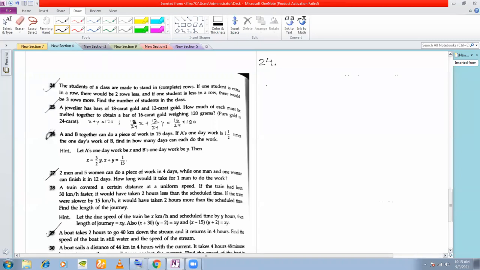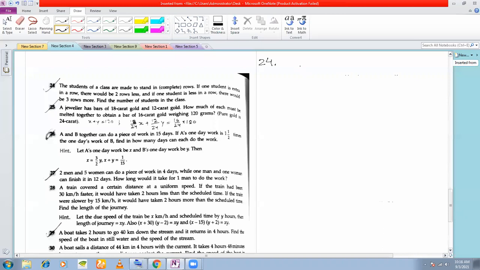Number 24. If you read this problem, it states that the students of a class are made to stand in complete rows. If one student is extra in a row, there will be 2 rows less. And if one student is less in a row, there will be 3 rows more. Find the number of students in the class.